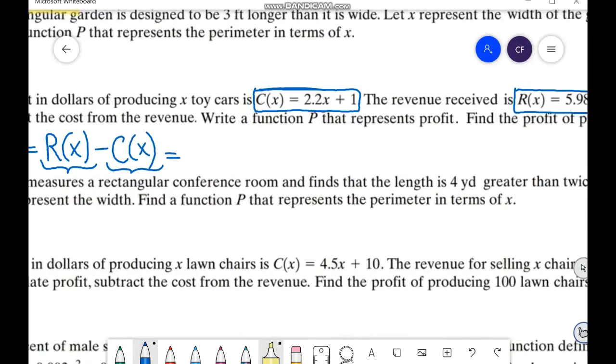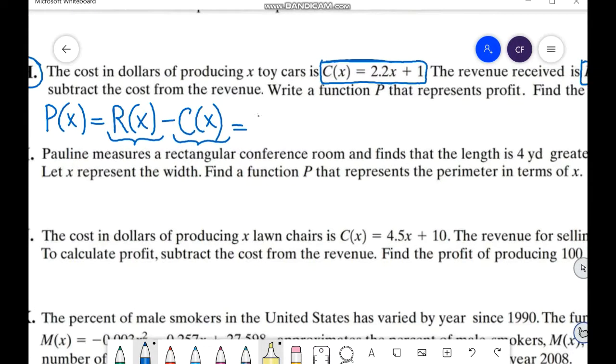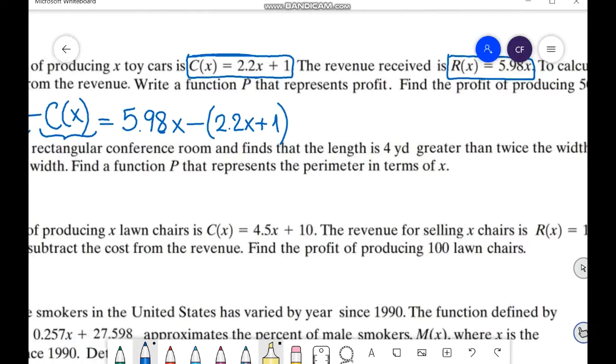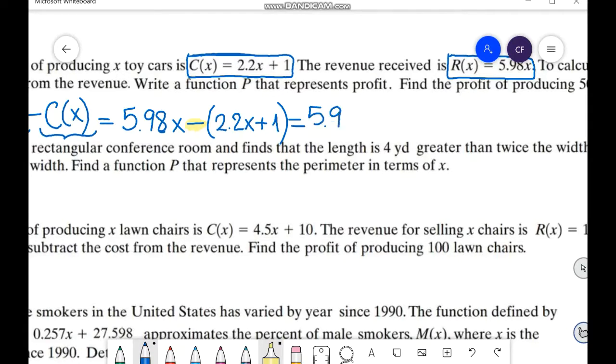5.98x minus 2.2x plus 1. Okay? Check this out. This is a subtraction of polynomials. Remember? We have to just keep the first one, repeat, and the second one we're going to change into the opposites. Minus 1. Now combine like terms.